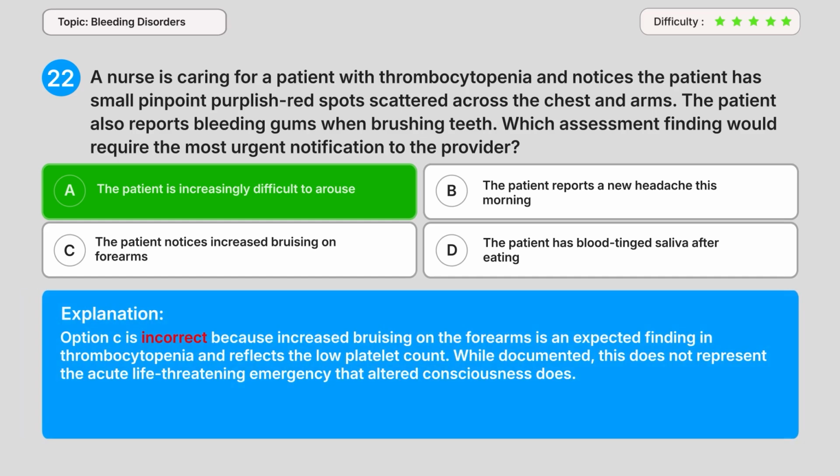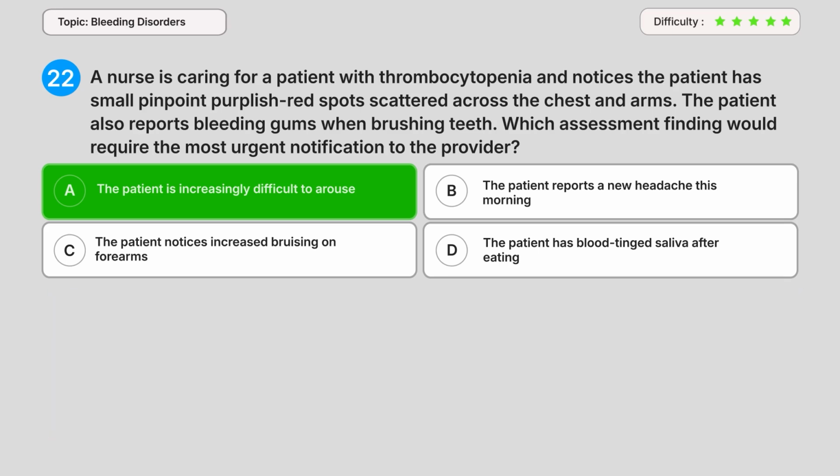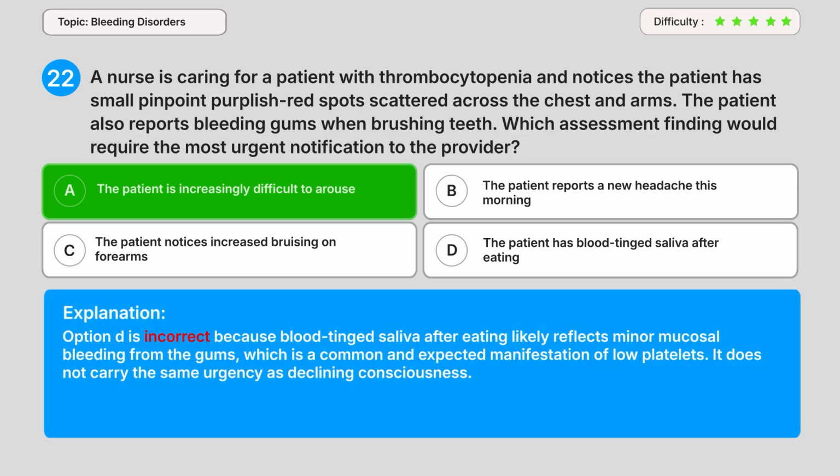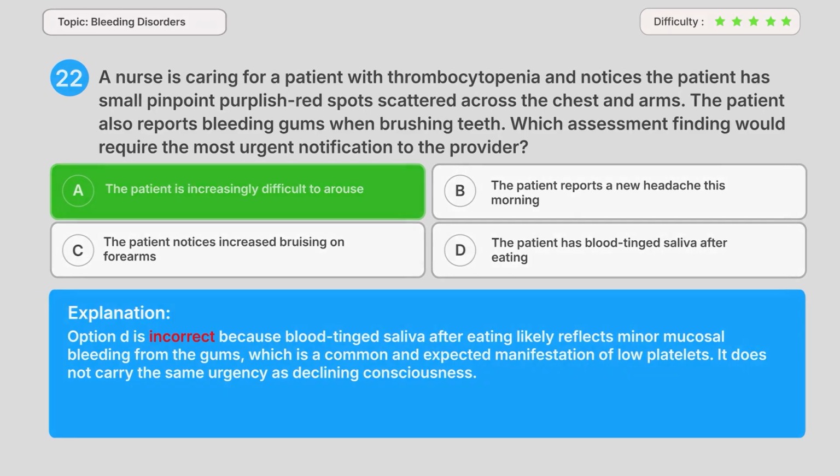Option C is incorrect because increased bruising on the forearms is an expected finding in thrombocytopenia and reflects the low platelet count. While documented, this does not represent the acute, life-threatening emergency that altered consciousness does. Option D is incorrect because blood-tinged saliva after eating likely reflects minor mucosal bleeding from the gums, which is a common and expected manifestation of low platelets. It does not carry the same urgency as declining consciousness.